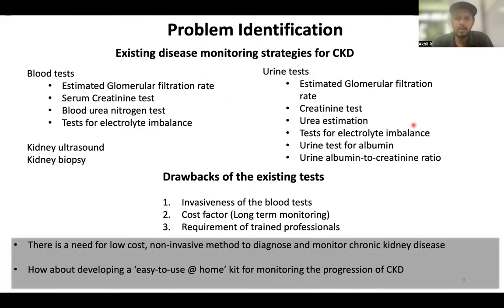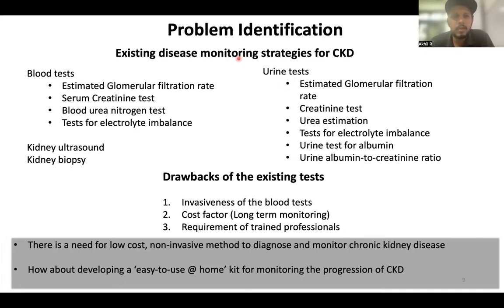So we arrived at the problem where we went through the existing disease monitoring strategies of chronic kidney disease. And then we thought of going through the drawbacks of the existing tests and what we could contribute frugally, like what diagnostic tests can be designed so that these drawbacks can be overcome.